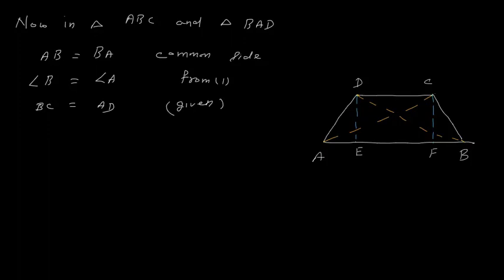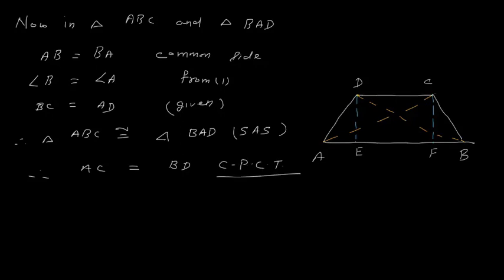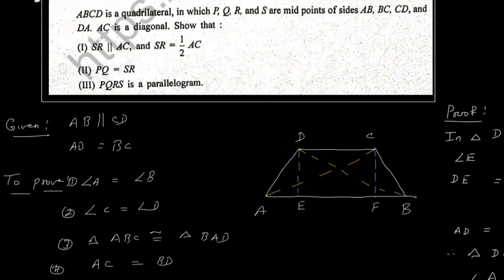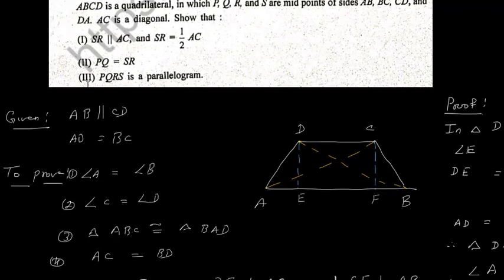So therefore triangle ABC is congruent to triangle BAD. Now here side angle side criteria, SAS criteria. So therefore I can say that AC diagonal is equal to BD. They are corresponding parts of congruent triangles. So we have proved this. Done this first part. Okay. Now the second part.